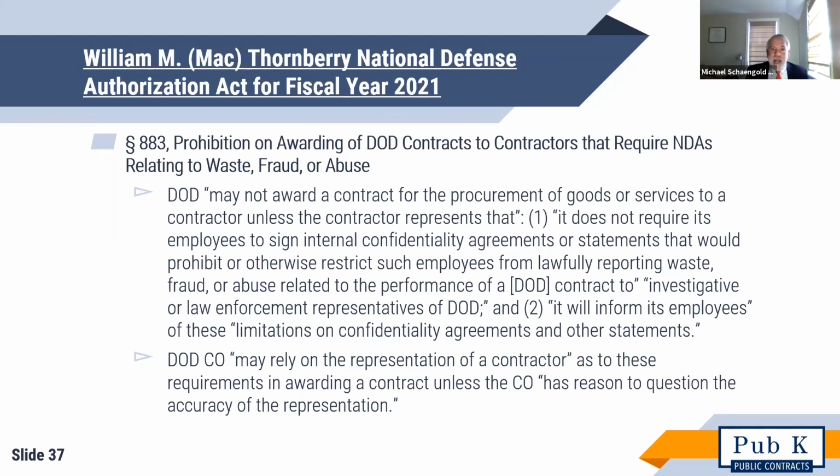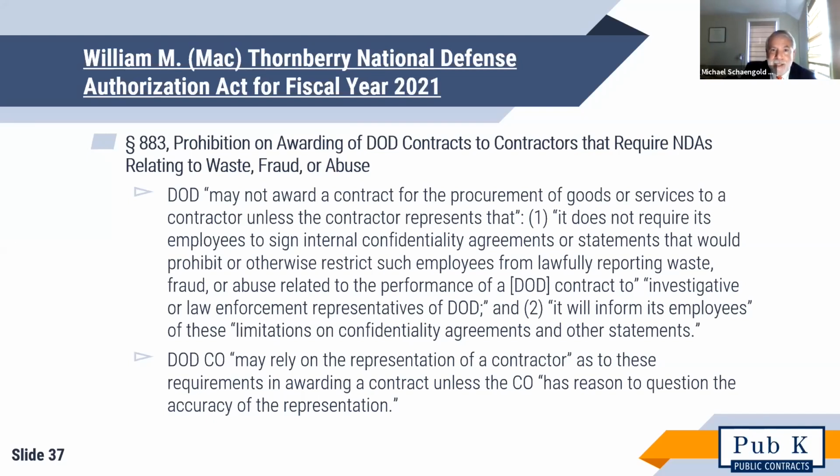The CO can rely on the representation of a contractor on this point unless the contracting officer has reason to question the accuracy of the representation. You should note that certain FAR clauses already exist to address some of these issues, including FAR 52.203-18 and 19 regarding prohibition on requiring certain internal confidentiality agreements or statements.